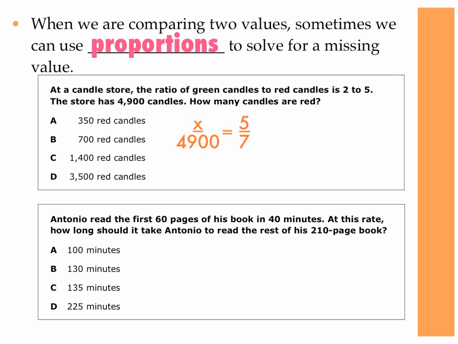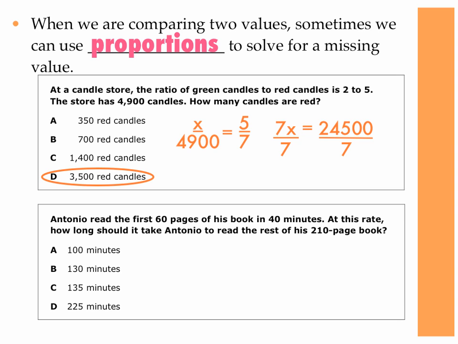To solve a proportion, I can cross multiply. We've already done an example of this. 7x equals 24,500. Divide both sides by 7, and you get D, 3,500 red candles, which is a ton of red candles. Like I said, not a fan of that question.